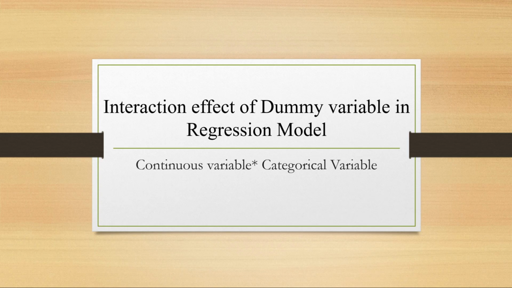In my previous video, I tried to explain how to interpret the regression model result when there is a dummy variable. So in this video, I will try to explain how you will interpret the regression model when there is an interaction effect between two variables. Especially in this video, I will explain the interaction effect between a continuous variable and a categorical variable.